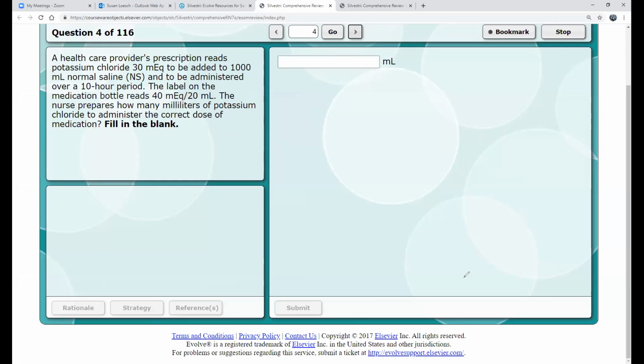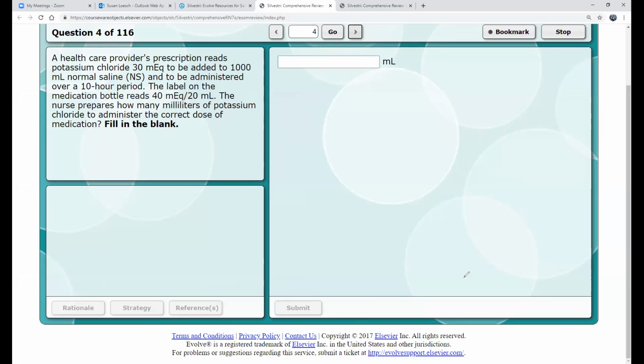All right, so let's see if you can do this one. The healthcare provider's prescription reads potassium chloride 30 mEq to be added to 1,000 mL normal saline and be administered over a 10-hour period. The label on the bottle reads 40 mEq per 20 mL. The nurse prepares to administer how many mLs of potassium chloride to administer the correct dose?